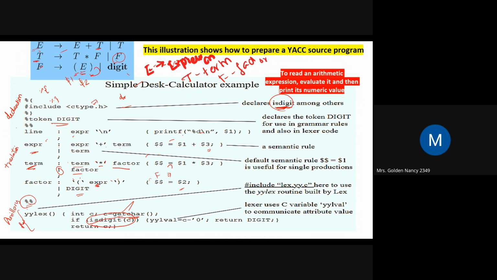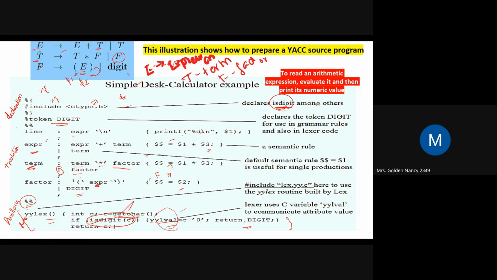So your main function. Here while x is mandatory, int c is equal to get character. Your user will enter a character, then if the character is a digit, you do this function and return the digit. This is the main function. The lexer includes lex.yy.c, uses the yy routines generated by lex, and uses the variable yylval to communicate the attribute value. This will communicate what value should be returned. So this is the simple calculator program.